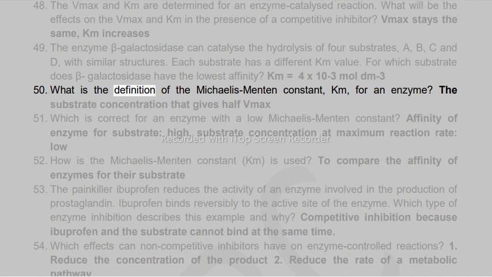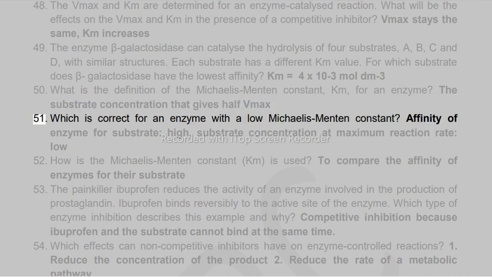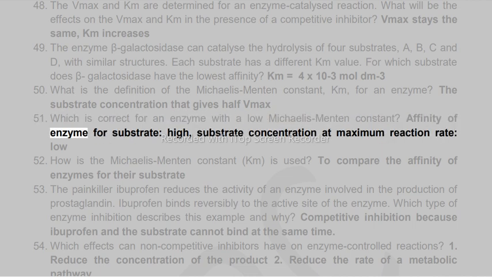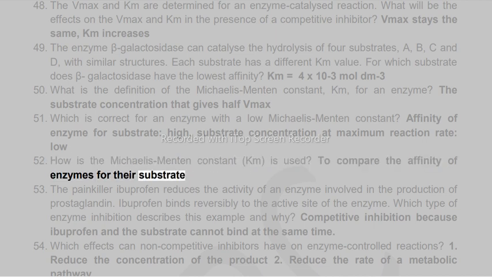50. What is the definition of the Michaelis-Menten constant, Km, for an enzyme? The substrate concentration that gives half Vmax. 51. Which is correct for an enzyme with a low Michaelis-Menten constant? Affinity of enzyme for substrate: high; substrate concentration at maximum reaction rate: low. 52. How is the Michaelis-Menten constant, Km, used? To compare the affinity of enzymes for their substrate.